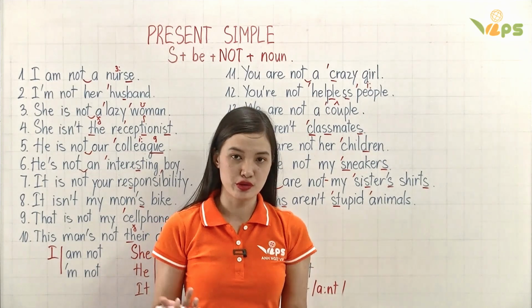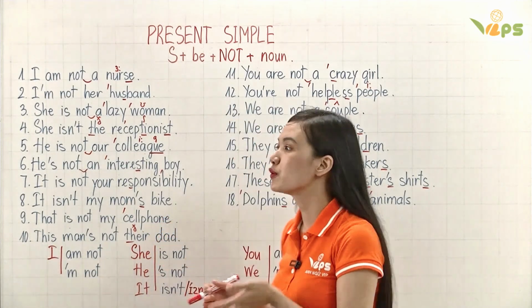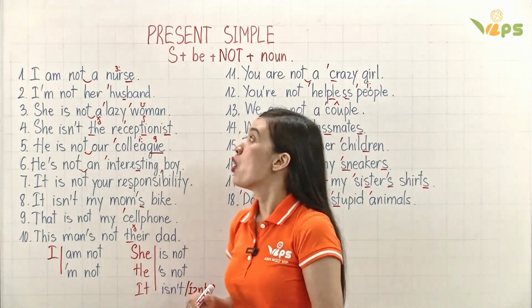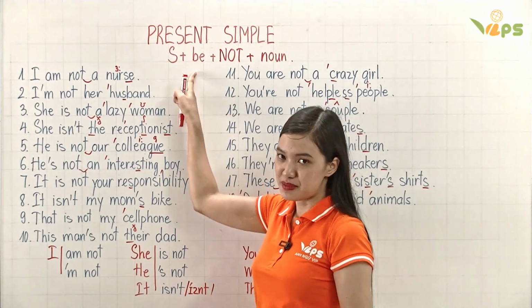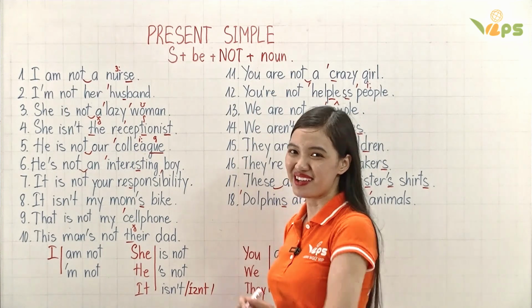Okay, so just remember, if you want to use not in the sentence with a noun, remember not is after be and before noun. Okay, that's all.